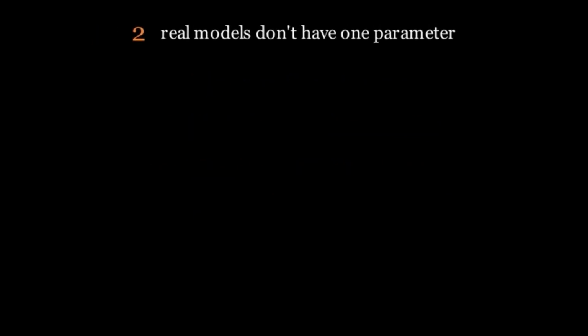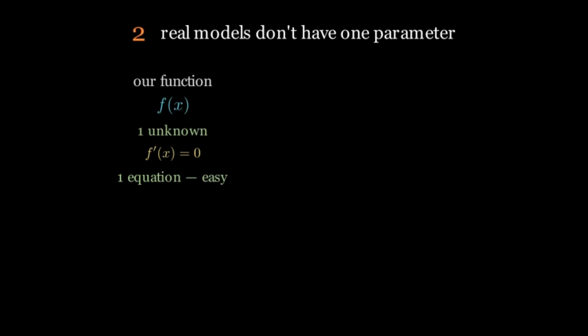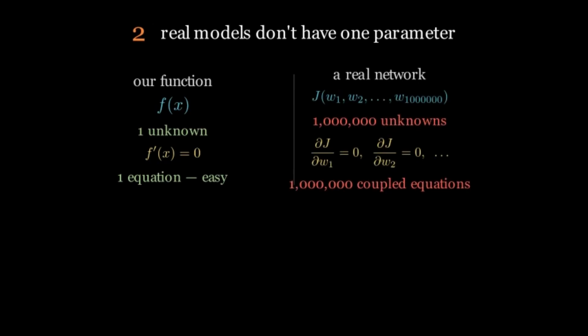Second, real models don't have one parameter. Ours is a single unknown, so setting the derivative to 0 gives one equation, and one equation is easy. A neural network has a loss depending on a million parameters. Setting the derivative to 0 means writing a million partial derivatives, setting every one to 0 and solving all of them simultaneously. Nobody does that. It is not a matter of passion, it is not tractable.